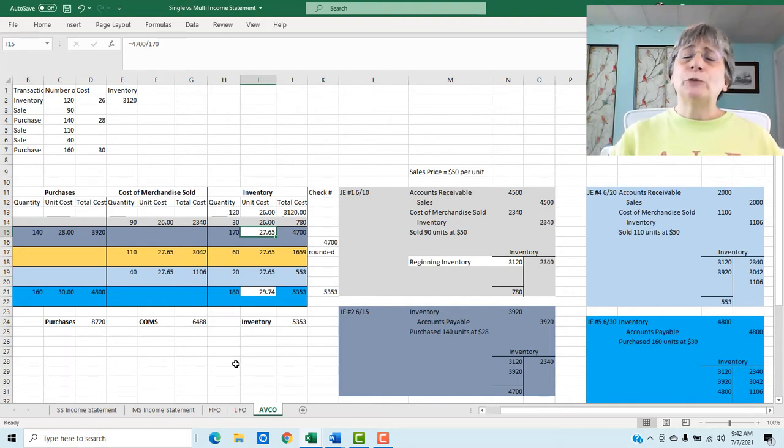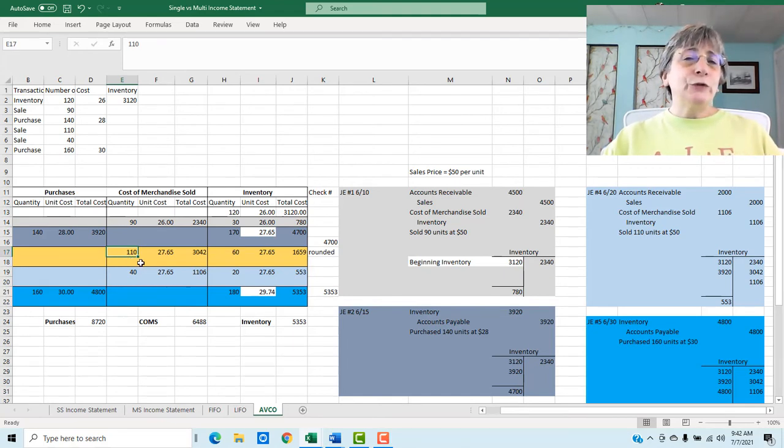With average cost, we want to make sure that we are using a couple of decimal points here, because the rounding otherwise will throw things off. It'll get very funky very fast, and we don't want that. So now our average cost moving forward will be $27.65.